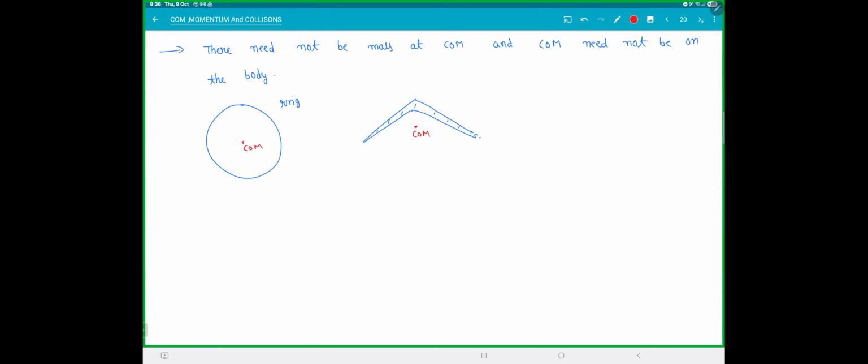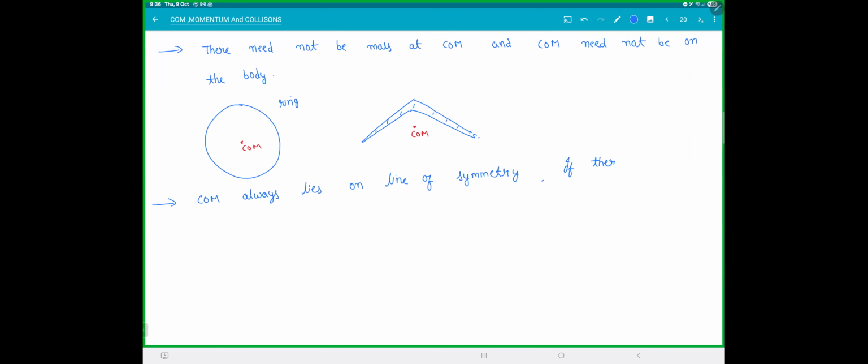So be careful with that. Center of mass is a hypothetical concept which we created. We can always find a point which will behave like a point particle. There need not be any mass at the center of mass. COM always lies on the line of symmetry. If you can find a line of symmetry, the center of mass will lie on it. If there are two lines of symmetry, it will be on the intersection. This will sometimes be useful to approximately figure out at least partially some values of center of mass.